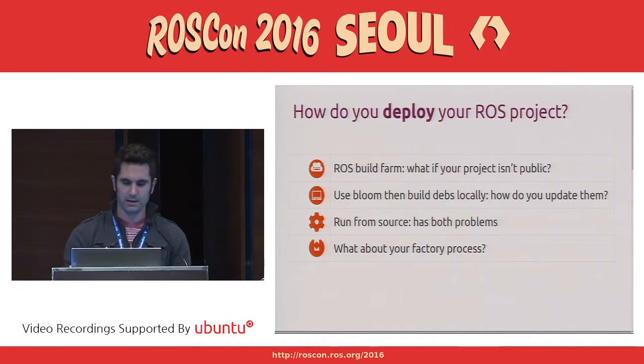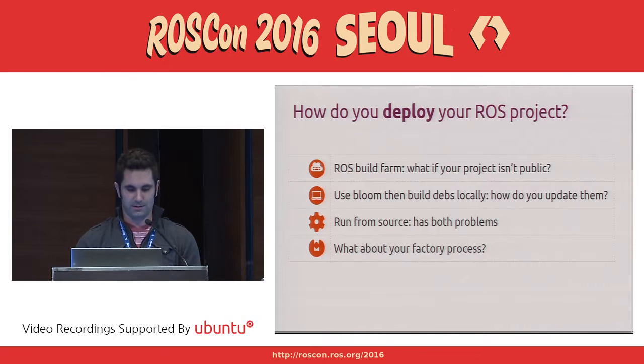So you finished the initial R&D. You're ready to start shipping something. How do you get from your code to shipping devices? Well, you can submit your project to the build farm, right? Submit your source. But what happens if your project isn't public? If it's not open source? You can use Bloom and then build your debs locally, but then how do you keep them up to date? You have to put all this infrastructure together to make that happen.